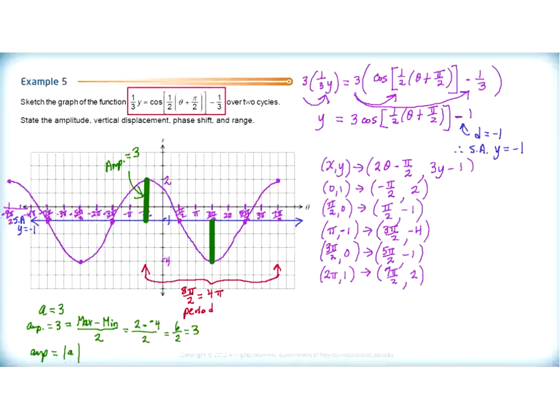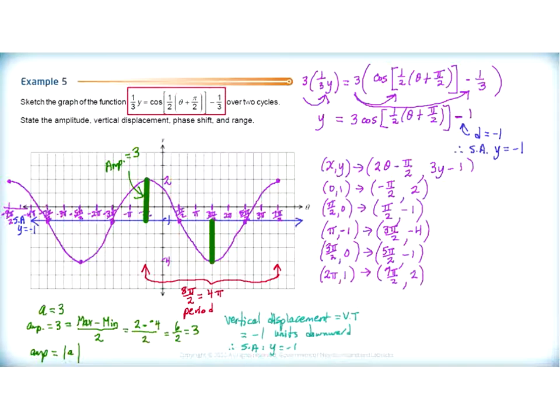Then we are also asked to talk about the vertical displacement. So the vertical displacement here is the same as the vertical translation. In this case, it is equal to a negative 1, meaning that we move 1 unit downward as the vertical displacement. And that also gives us the equation for our sinusoidal axis.